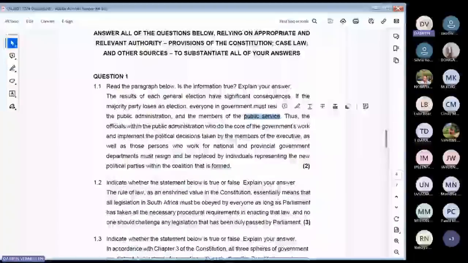Okay, so question 1.2 is: indicate whether the statement below is true or false. Explain your answer. The rule of law as an enshrined value in the Constitution essentially means that all legislation in South Africa must be obeyed by everyone as long as Parliament has taken all the necessary procedural requirements in enacting the law, and no one should challenge any legislation that has been duly passed by Parliament. So this, I think, was spoken about in the textbook, and I think this was also done last year in Introduction to Law. I'm not sure if anyone perhaps wants to take a try whether this is true or false.